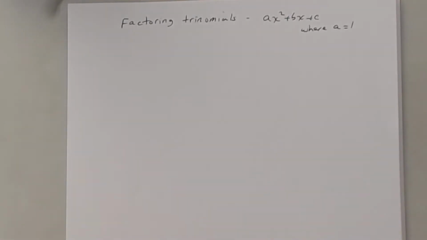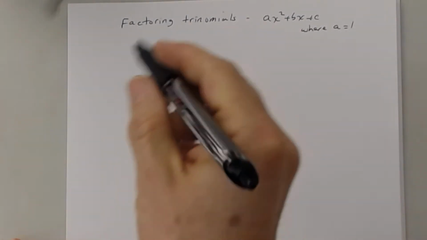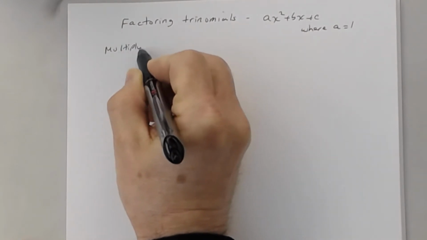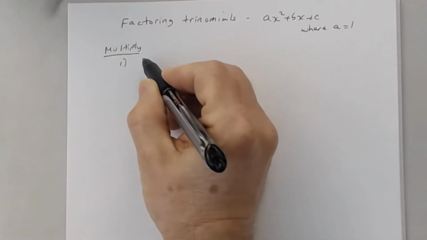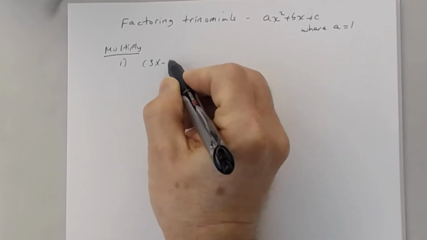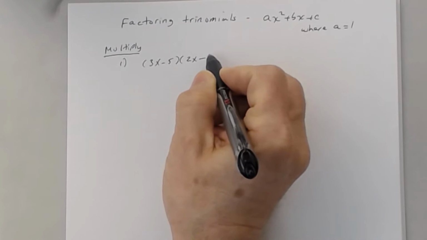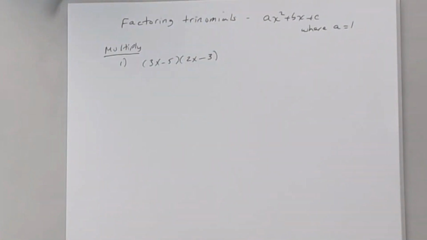Okay, so before we continue talking about factoring trinomials, let's review something. Suppose you want to multiply, and let's say we want to multiply 3x minus 5 times 2x minus 3. What would you do? Okay, you're multiplying two binomials, so you definitely could use the FOIL method, which is a form of the distributive property. So yes, you could use a FOIL method.